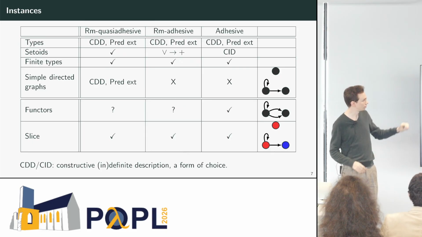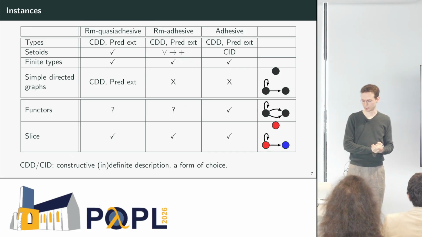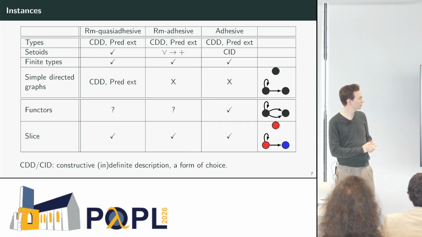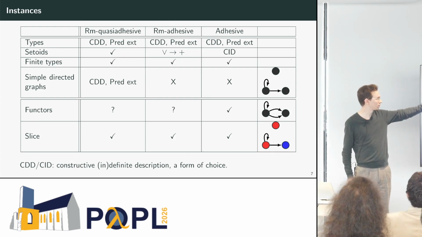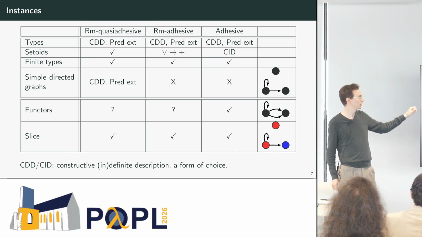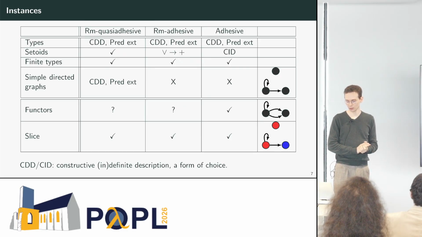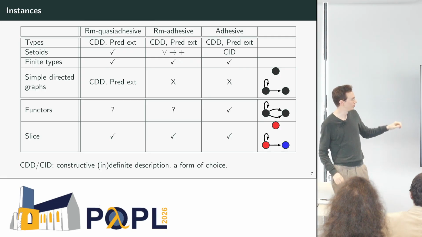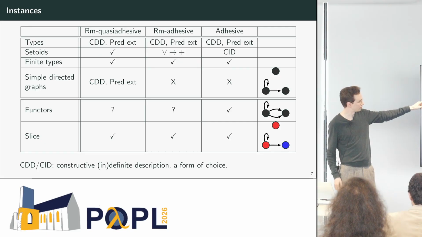So, of course, here I show you the axioms that we use for each instance. We have types and functions, which require constructive definite description, which is a weak form of choice, and predicate extensionality, which is a mix of functional extensionality and prop irrelevance, but a bit weaker than the conjunction of both of them. And so it is, of course, adhesive because types and functions form a topos and more.